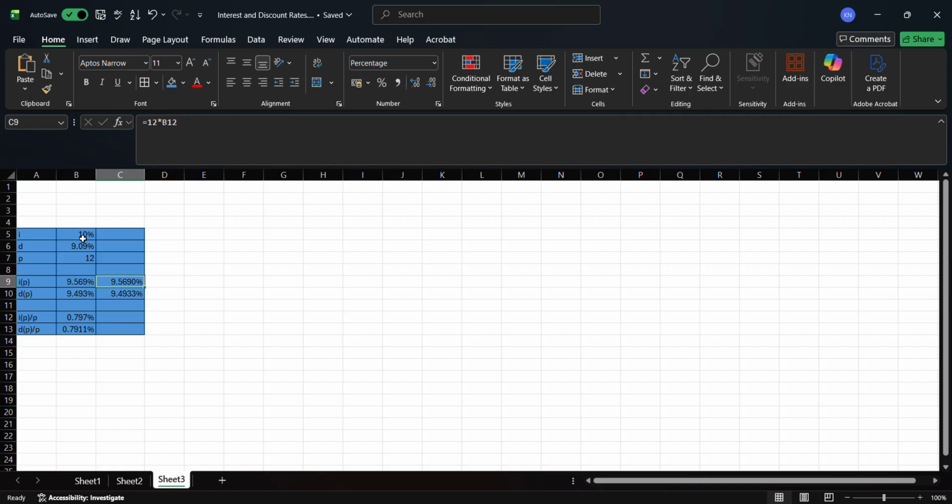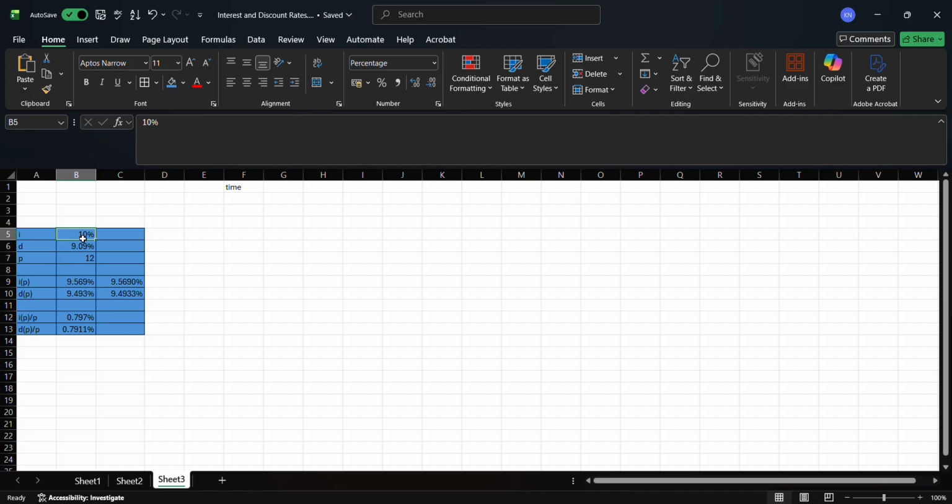And the nominal interest rate convertible monthly is just the sum of all the effective monthly rates, and the nominal discount rate convertible monthly will be the sum of all the effective monthly discount rates. Okay, easy stuff. So now we move on with our illustration.